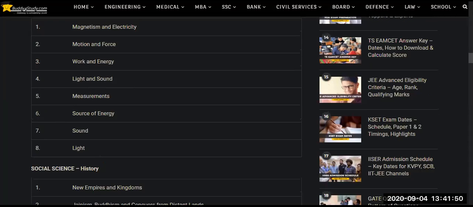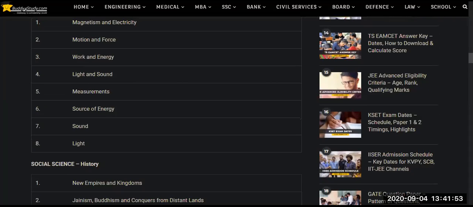Now physics. Except sound, we have covered almost all the chapters. We have studied electricity and magnetism; we still have to study, so we'll cover magnetism, then work power energy, light and sound, measurement, sources of energy, sound, light. We will be able to complete everything by October.